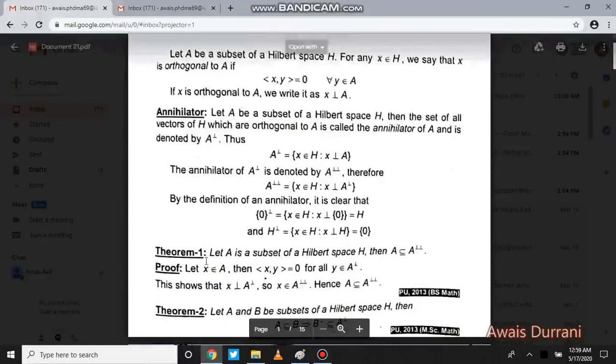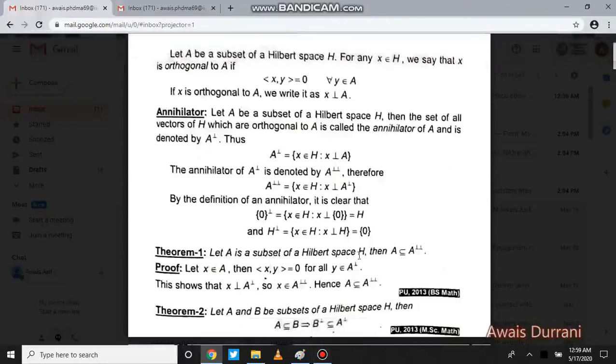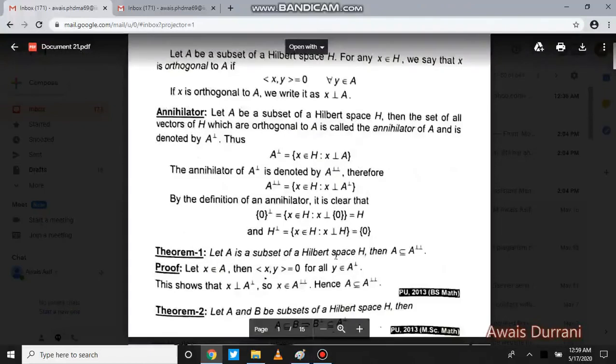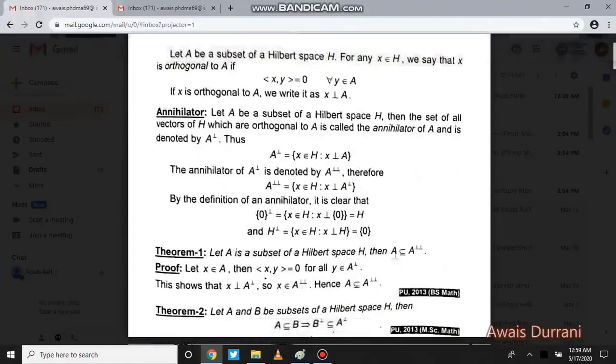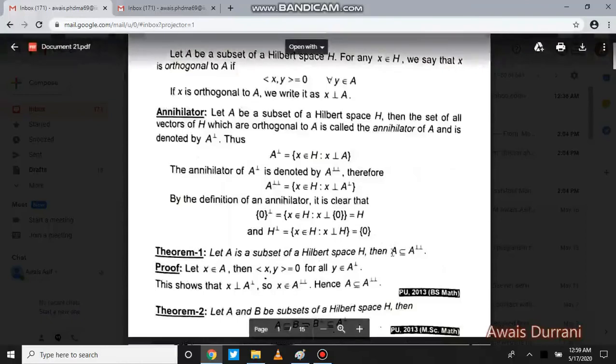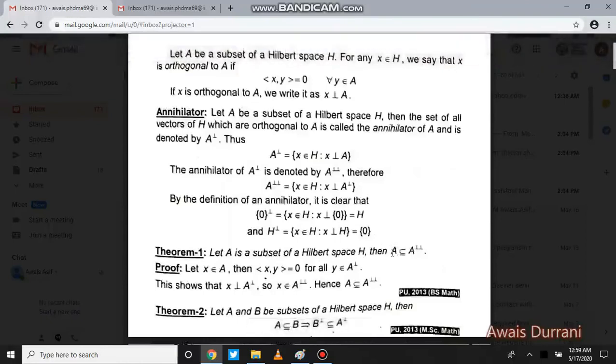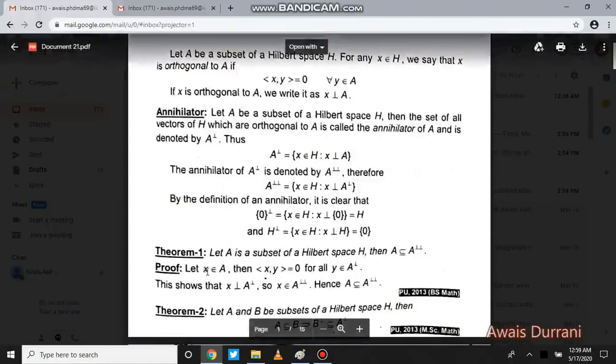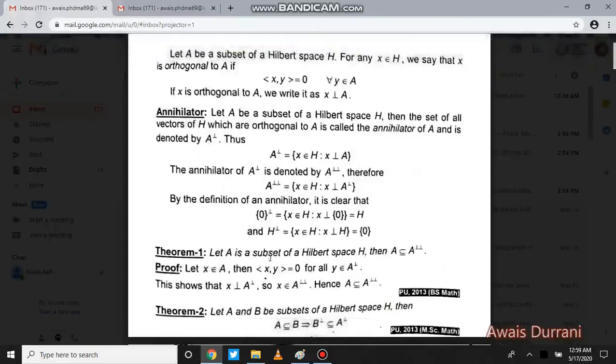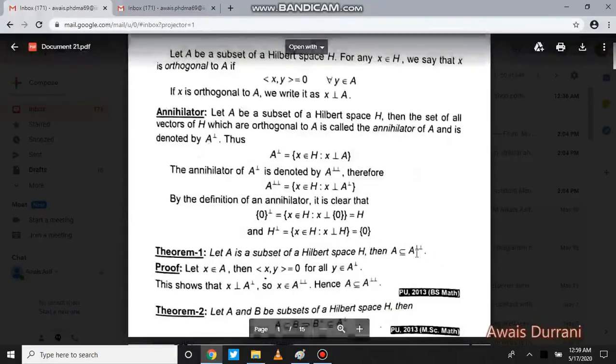Now let's prove this theorem, which says: suppose we have a Hilbert space H and A is a subset of H. Prove that A is a subset of A double orthogonal, the annihilator of the annihilator of A. To prove this, we will choose some element from the set A, and we will prove that this element also belongs to the other set, and hence we will get our result. So suppose x is an element from the left hand side, and we want to prove that x also belongs to this one.